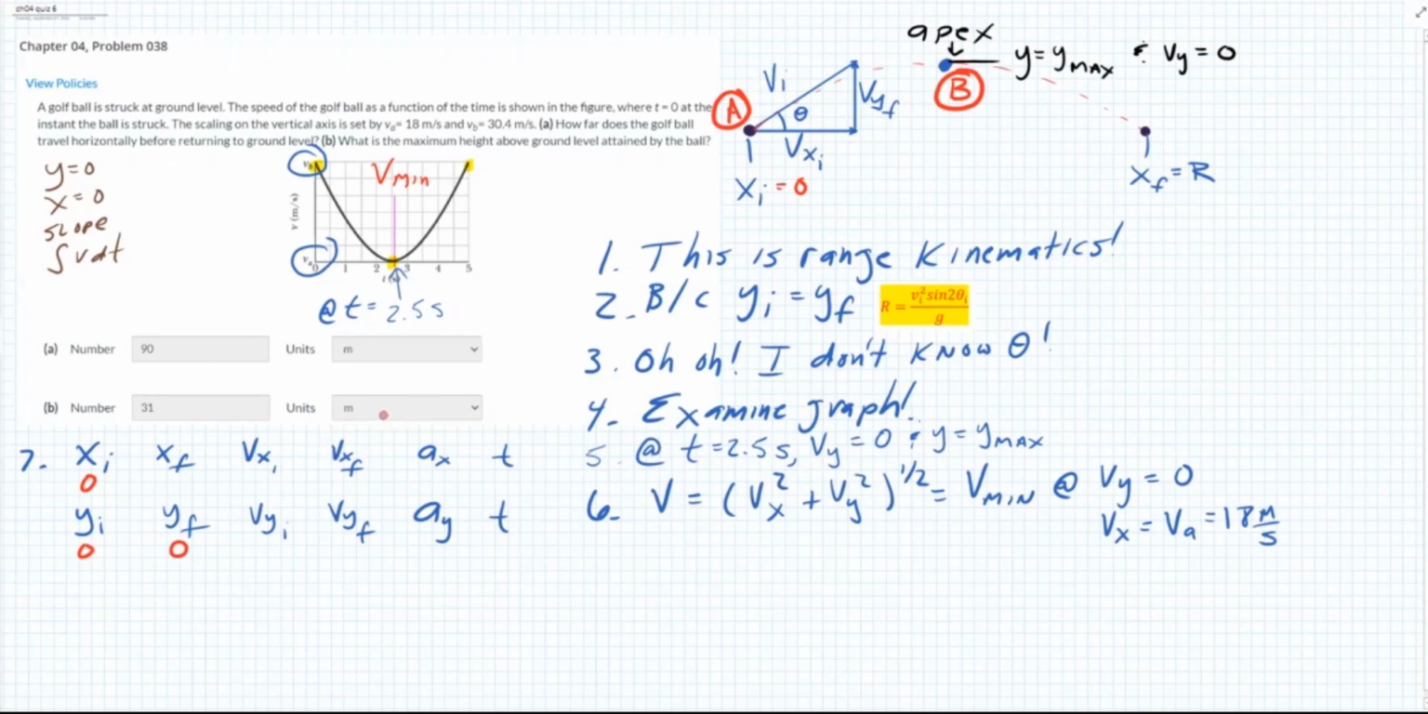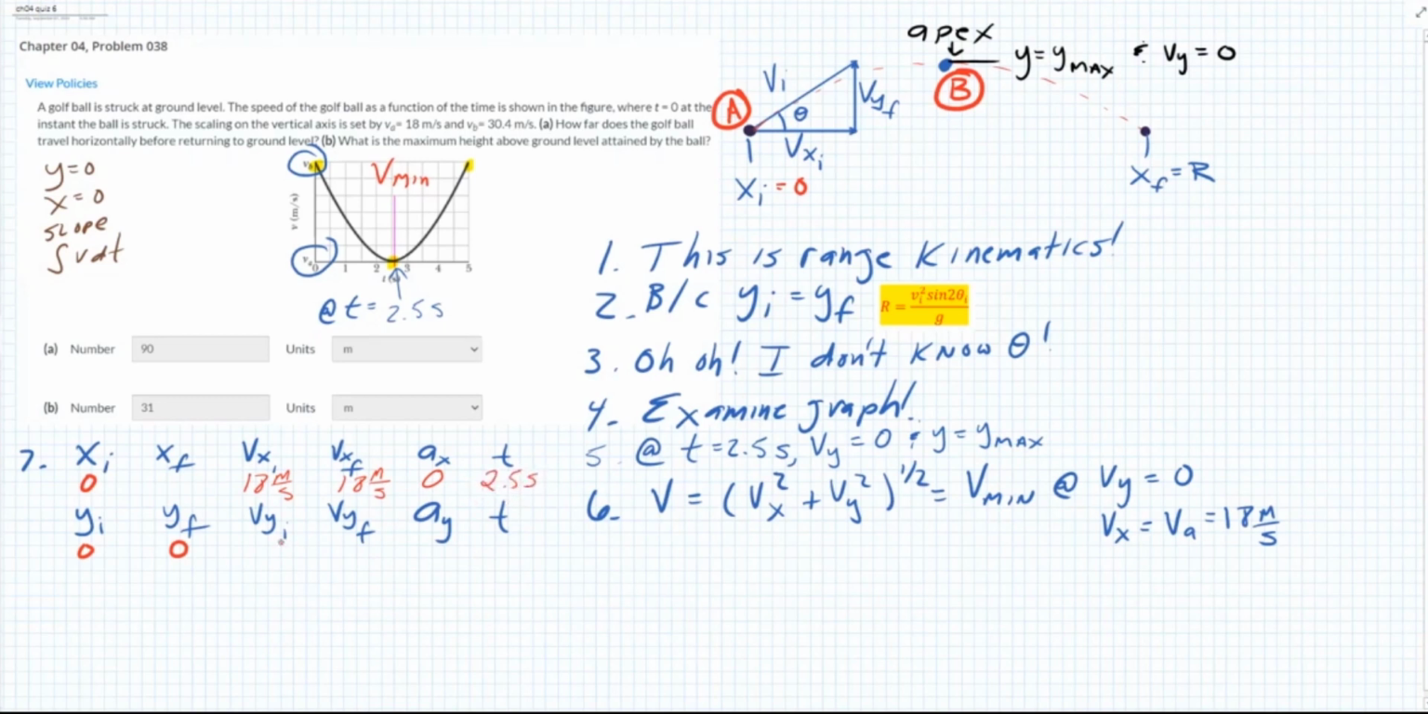So Vx initial, I have that number. Aha, Vx initial is 18 based on this conversation I had in step 6. So this is going to be 18 meters per second, because this golf ball does not speed up or slow down in the horizontal dimension because there's no acceleration. There are no horizontal forces creating a horizontal acceleration. This is 2.5. So look at all that stuff I know for my X data.